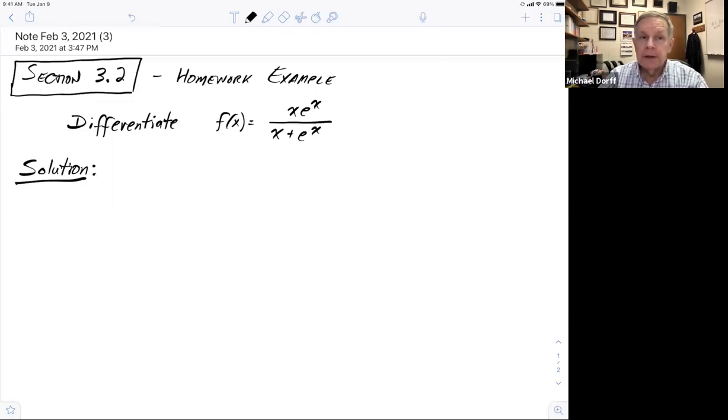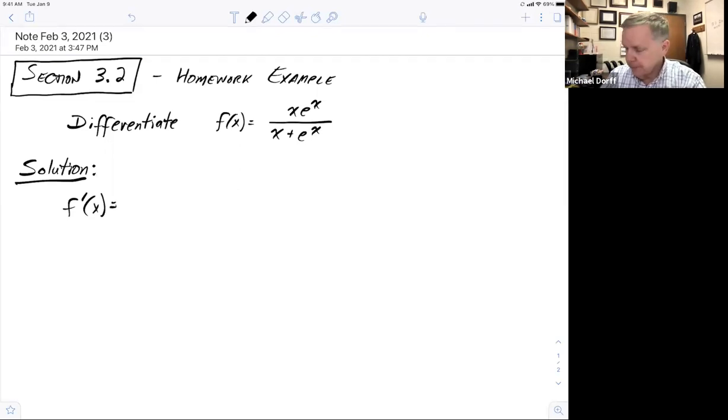We're in section 3.2, and we're looking at a homework example. In this one, we're supposed to differentiate a function that will have to use the quotient rule in order to find the derivative. And we have to use the quotient rule because we have a numerator part and a denominator part. So let's begin. We have f prime of x equals.